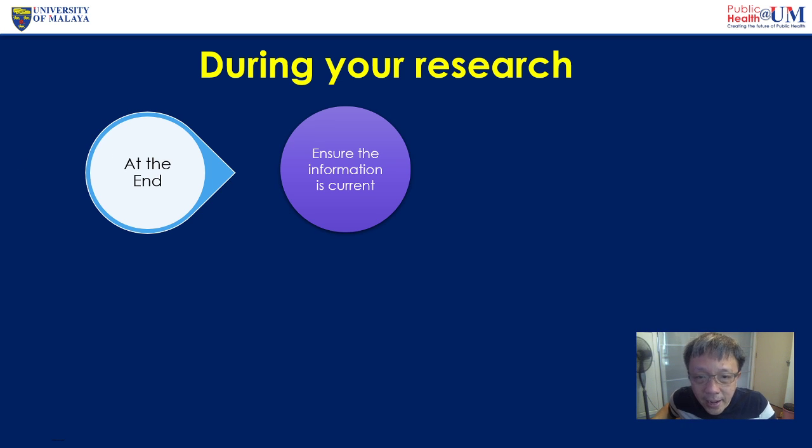So at the end, you need to ensure that the information is current. That's important. Current means what? From the proposal to the final research project, the literature review needs to be updated and corrected. That's why I say you need to do it at the beginning, in the middle, and at the end. You need to be able to update it all the time.